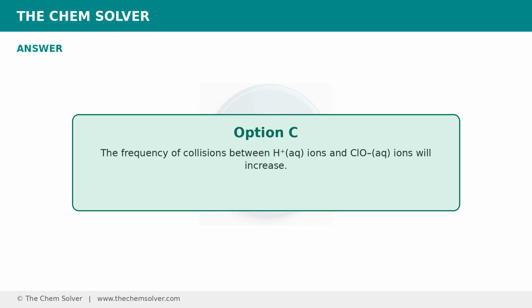The correct answer is option C. The frequency of collisions between H⁺ ions and ClO⁻ ions will increase.